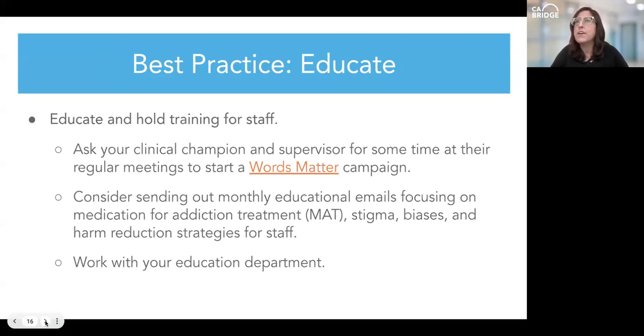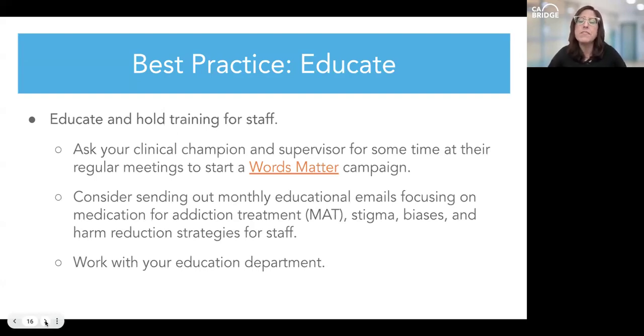The next best practice is educate. Again, recruit your champions to support you and your fan club. Charge nurses are always great. Collaborate with the staff that has expressed an interest in your program. Along with aligning yourself, ask your clinical champion if you could start a Words Matter campaign. You can print out a sheet and walk around and educate people. Hey, did you guys know? We really encourage you to look at that.